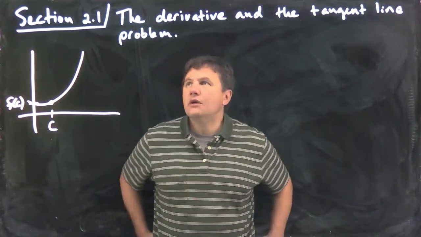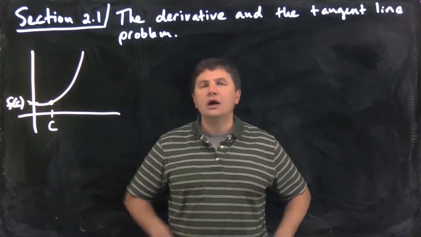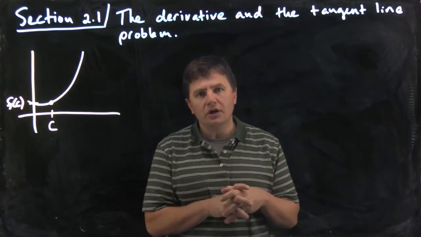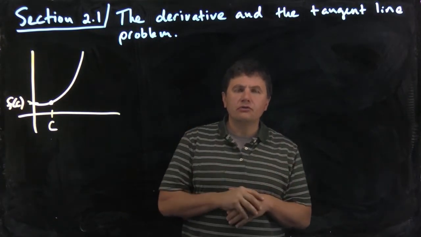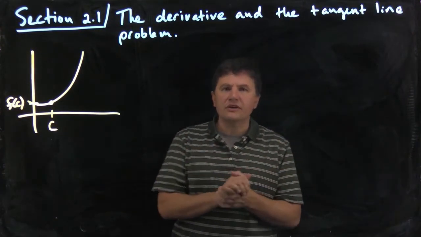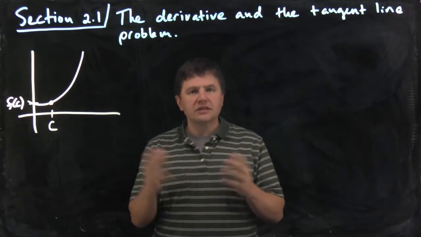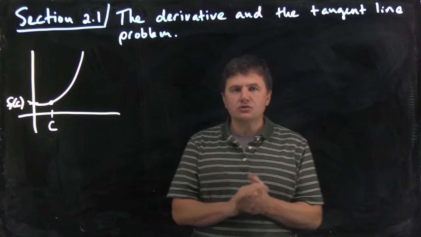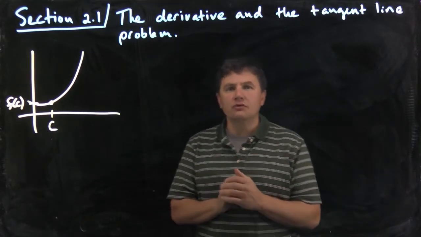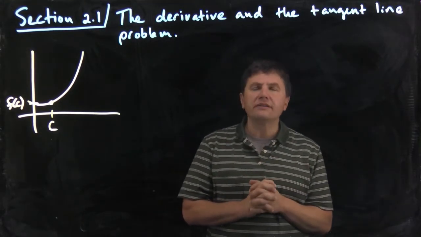Okay, today we are starting Chapter 2. Chapter 2 is the introduction of one of our two big ideas in calculus. This is the first, which is the derivative, which basically, if you just keep this in mind, derivative is the slope of a curve at a particular point.